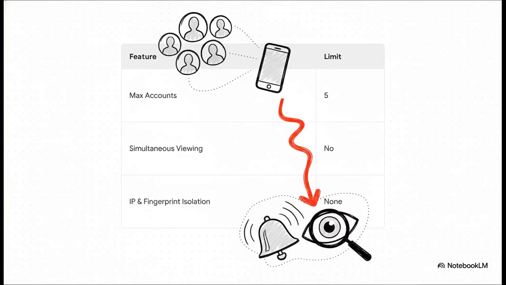And here's where you start to see the problems. First, you're capped at 5 accounts. But way more importantly, look at that last row. IP and fingerprint isolation is, well, it's non-existent. This means Twitter can clearly see that all of these accounts are coming from the exact same device, operated by the exact same person. The platform's alarm bells are already primed to go off.